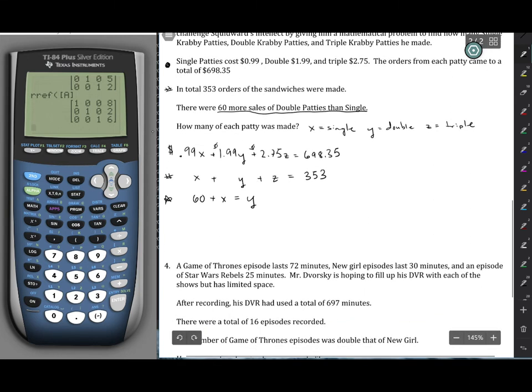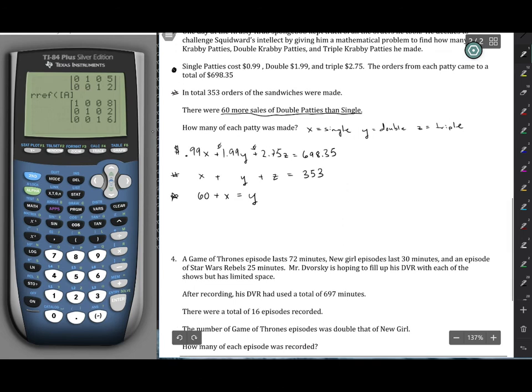Now, this is not quite ready to set up in a matrix. We are going to do that, and it's not going to be too bad for the first two rows. It's just going to be 0.99, 1.99, 2.75, and 698.35. Then 1, 1, 1, and 353.